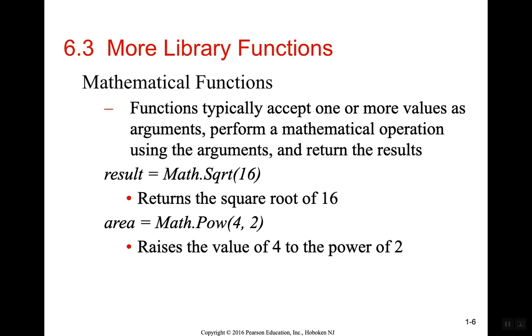Convert.ToInt32 takes one argument, a string value, and it returns what? What kind of data does it return? An integer, right? So Convert.ToInt32 is a function that takes a string parameter and returns an integer. Okay? What's another one?